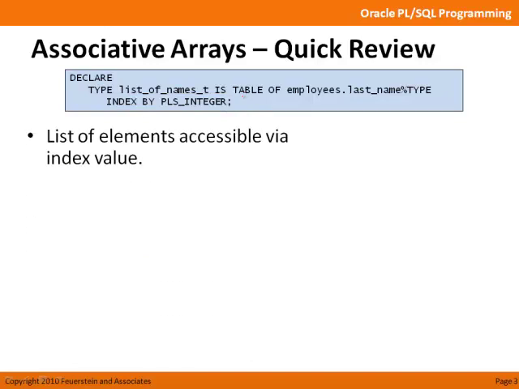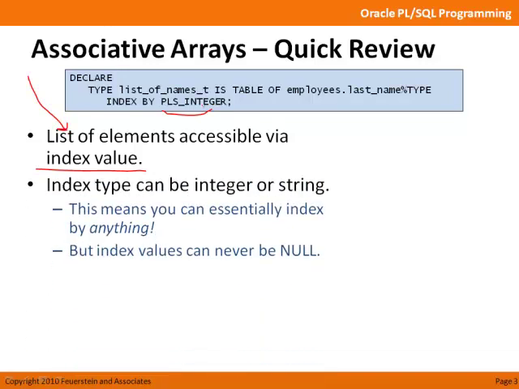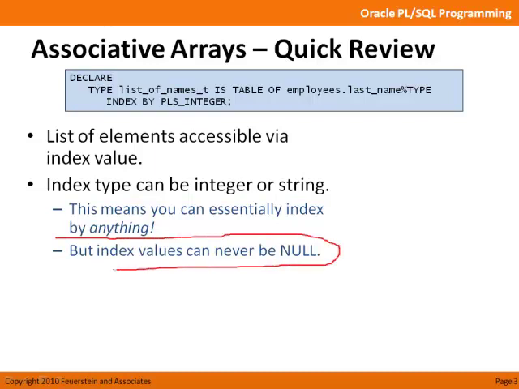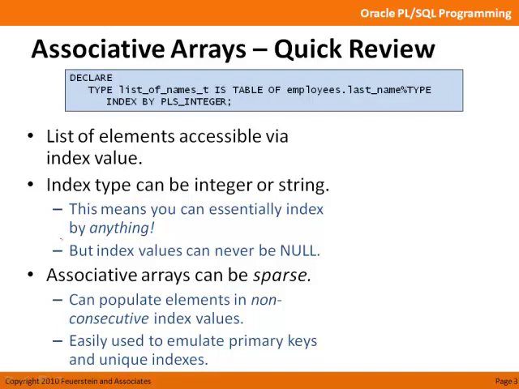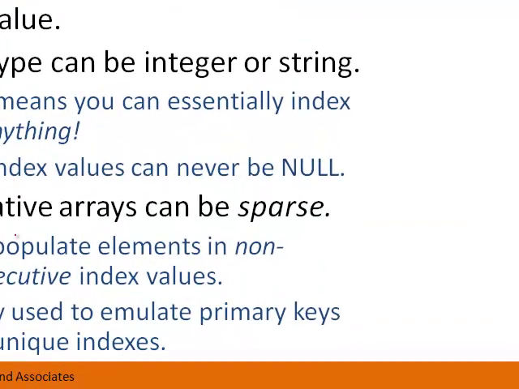So, list of elements. A collection is a list of elements accessible via the index value. So if I know the index value of 16, I can go directly to that element in my collection. Indexes can be integers or strings, which means you can essentially index by anything you want. But index values can never be null. And most importantly for the topic of non-sequential indexing, associative arrays can be sparse.